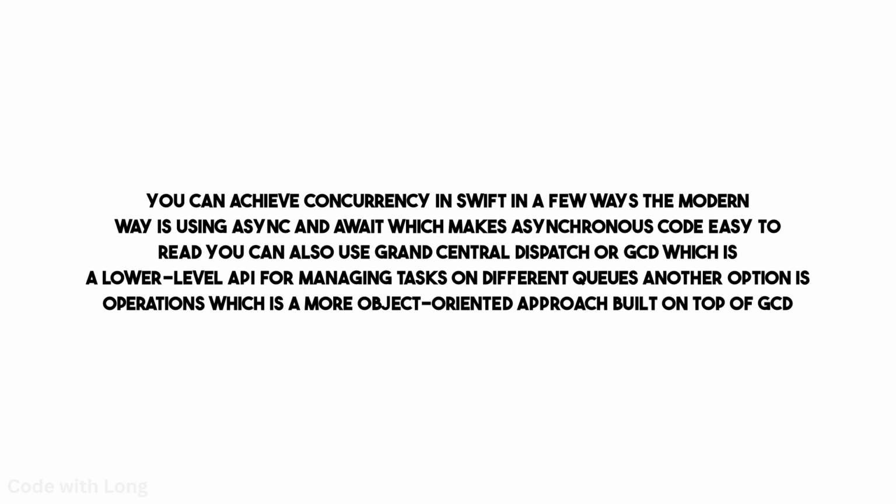You can also use Grand Central Dispatch, or GCD, which is a lower-level API for managing tasks on different queues. Another option is Operations, which is a more object-oriented approach built on top of GCD.